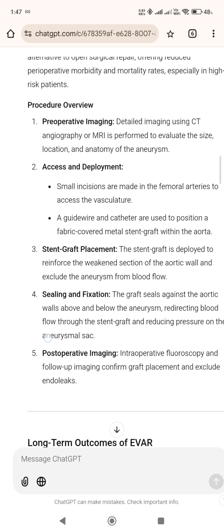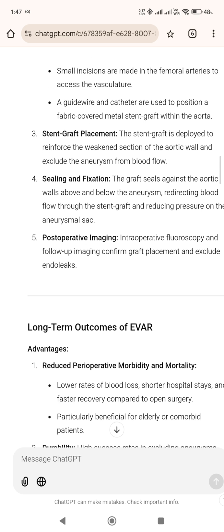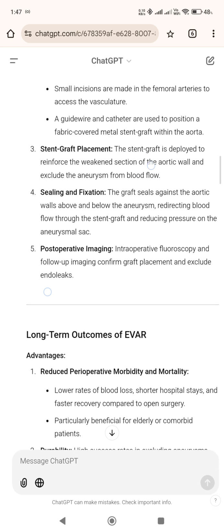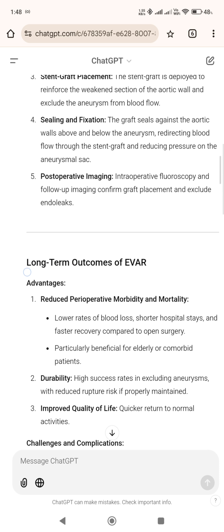3. Stent graft placement. The stent graft is deployed to reinforce the weakened section of the aortic wall and exclude the aneurysm from blood flow. 4. Sealing and fixation. The graft seals against the aortic walls above and below the aneurysm, redirecting blood flow through the stent graft and reducing pressure on the aneurysmal sac. 5. Postoperative imaging. Intraoperative fluoroscopy and follow-up imaging confirm graft placement and exclude endoleaks.